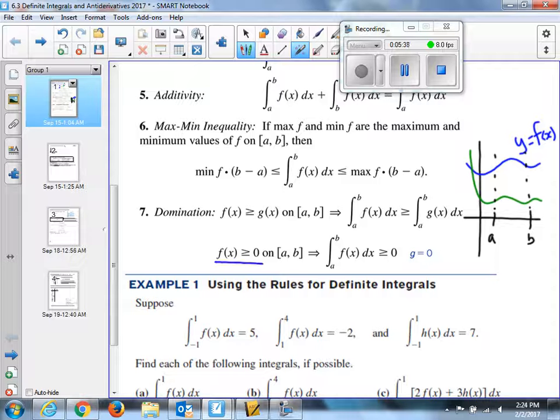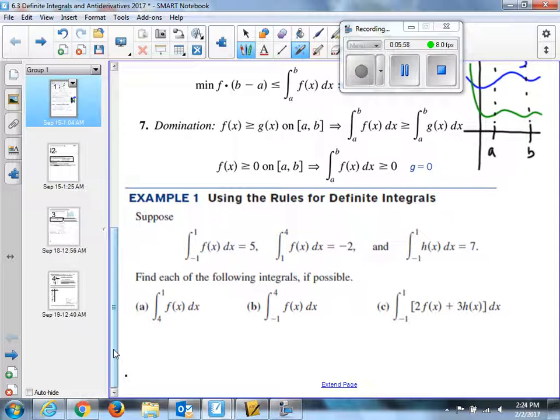If f of x is greater than 0, so if it's above the x-axis on that interval, your answer for the integral will be positive. It'll be greater than or equal to 0. Now that should make sense. We've actually talked about that too. So these are just general rules you should be used to, but just play around with.